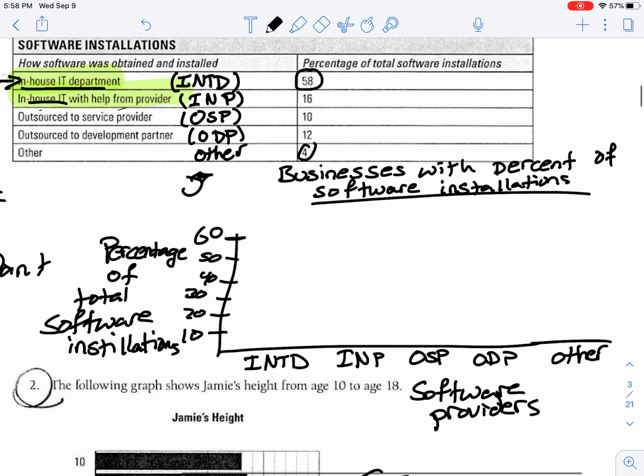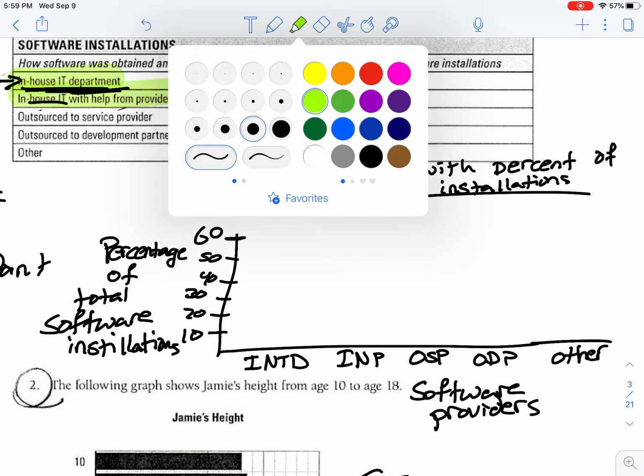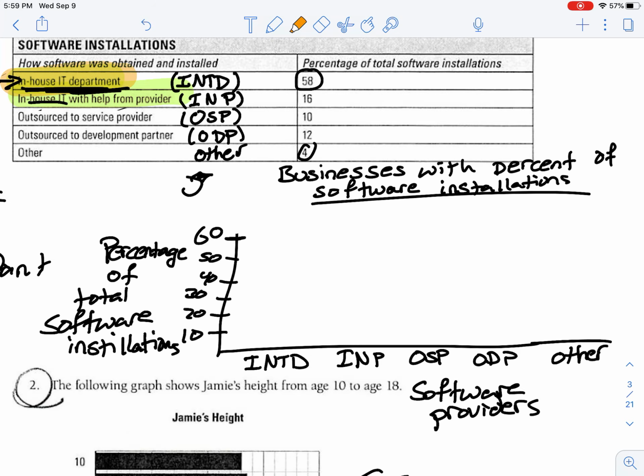Okay, now we can start making our bars. So in-house TD department, so I'm looking right up here. In-house TD department, which is INTD, they had 58%. So I'm going to go up to 58%. 58% will be roughly here. And you would not make that slant. You would try and make that as straight as possible. Okay. INDP, which is here, that had 16. So 16 is roughly right here.